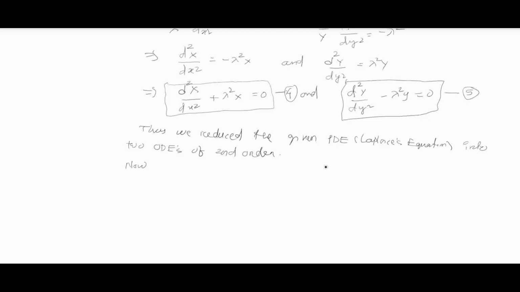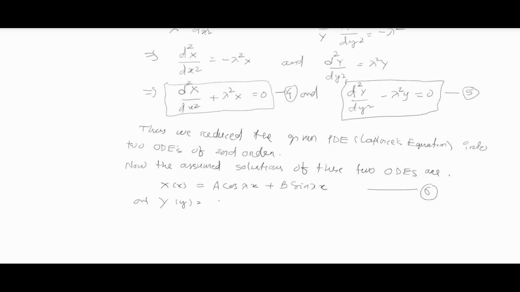Now the assumed solutions of these two ODEs are: X of x is equal to a cos lambda x plus b sin lambda x, equation number 6, and Y is equal to c cosh lambda y plus d sinh lambda y, equation number 7.